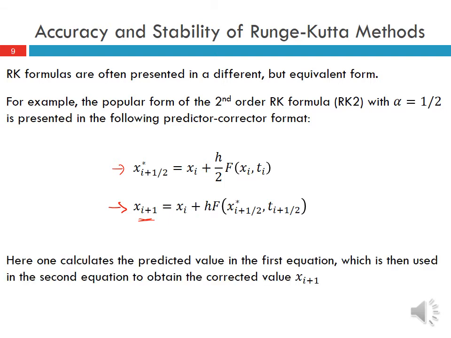So the calculations proceed by recalculating the predicted value in the first equation, which is then used in the second equation, as you can see here, to obtain the corrected value at x_{i+1}. It's the exact same method as what we just presented, just in a different format.